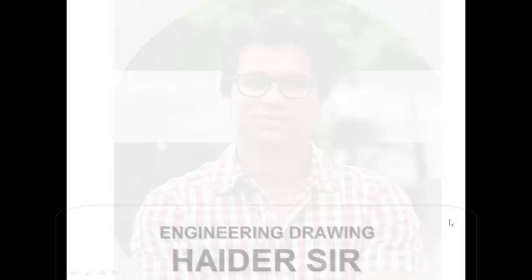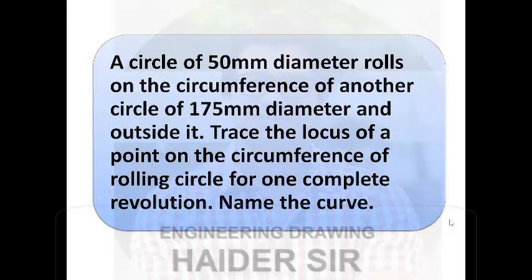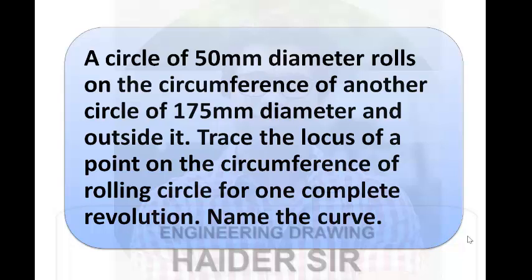Hello friends, we are going to start the construction of epicycloid, and here's the question. A circle of 50 mm diameter rolls on the circumference of another circle of 175 mm diameter, and outside it. Trace the locus of a point on the circumference of the rolling circle for one complete revolution. Name the curve.